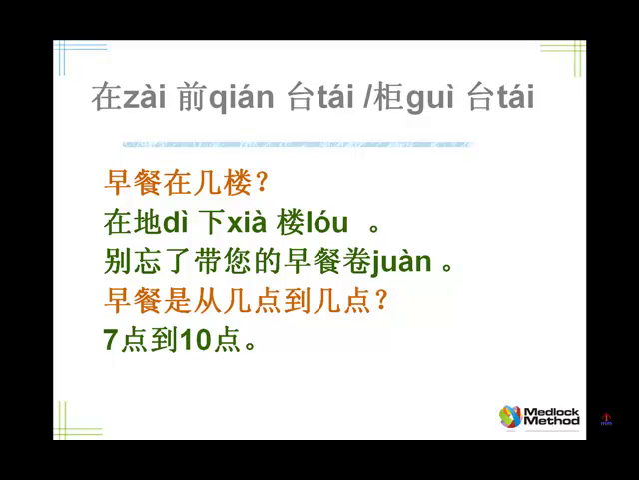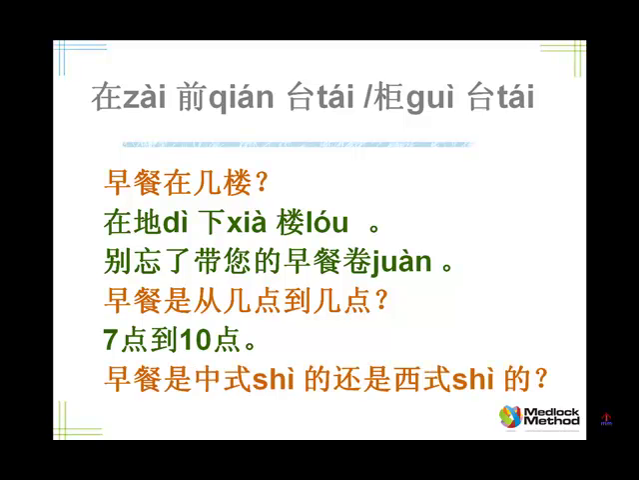Now, in many Chinese hotels, there would be a choice of Chinese style or Western style. So we need the word for breakfast. For breakfast, yes. So we need the word for Chinese style first. 中式. 式 is style or pattern. And how about Western style? 西式. 西 is from 西洋, so Western Ocean. 西洋, so 西式. Let's ask the receptionist, is breakfast Chinese style or Western style? 早餐是中式的还是西式的?